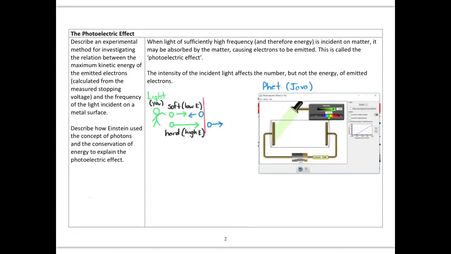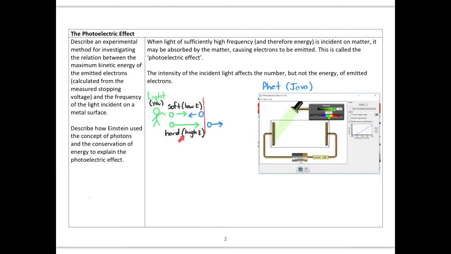Okay, so before we talk about the photoelectric effect, I've got a really quick little thought experiment I want you to do. I want you to pretend you are the light, and you're throwing a ball at a wall. Now, if you throw that ball softly at the wall, it's not probably going to have enough energy to break through that wall, so that ball will just basically bounce back towards you off the wall. But the wall won't be able to break through.